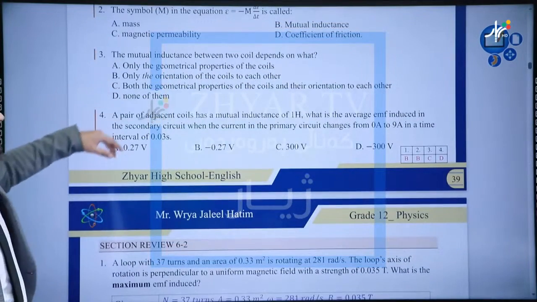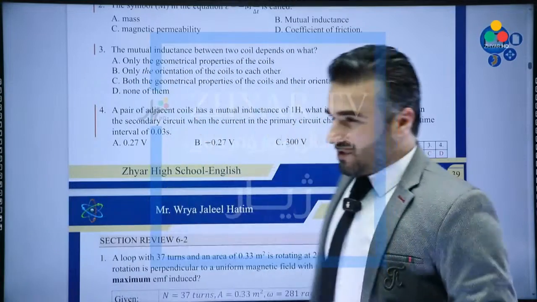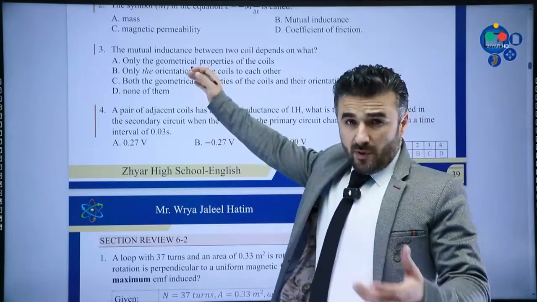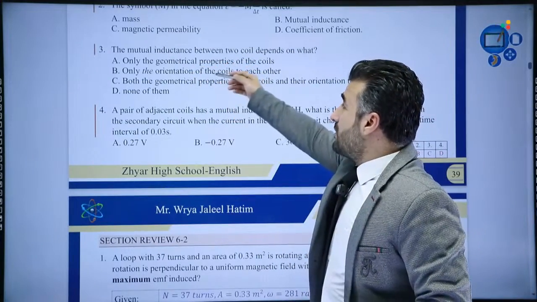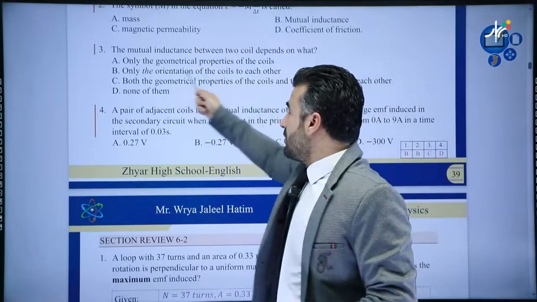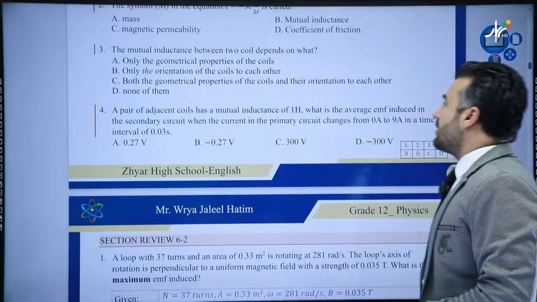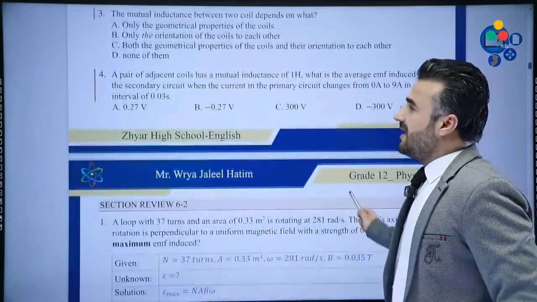All right. The mutual inductance between two coils depends on what? Something also very important. What does it depend on, guys? If not, you can just remember the equation. So does it depend only on the geometrical property of the coil? No. Only on the orientation of the coil? No. We'll say both the geometrical property of the coil and their orientation to one another. So of course the answer is going to be C.